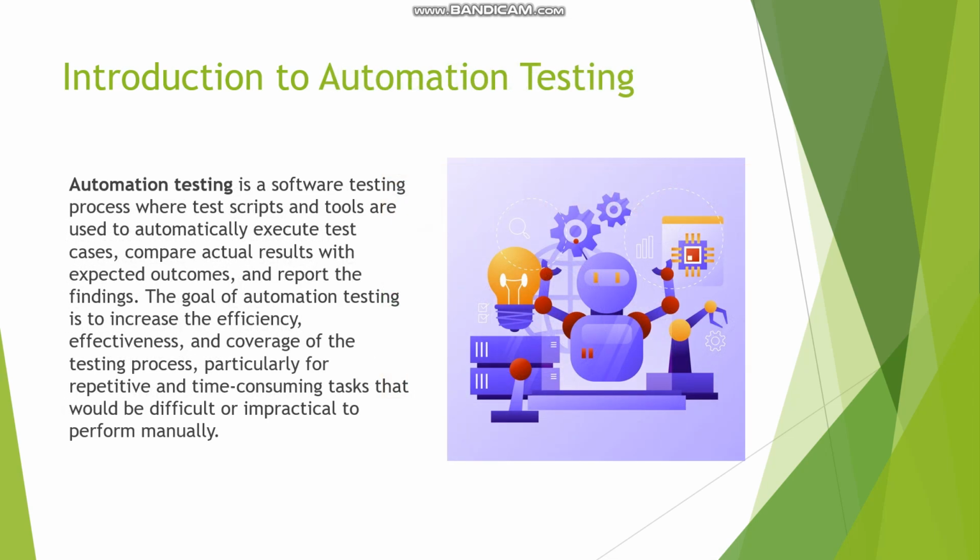Now, introduction to automation testing. Automation testing is a testing process where test scripts and tools are used to automatically execute the test cases, compare actual results with the expected outcomes, and report the findings. The goal of automation testing is to increase the efficiency, effectiveness, and coverage of the testing process, particularly for repetitive and time consuming tasks that would be impractical to perform manually.